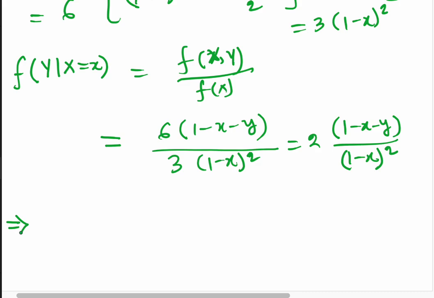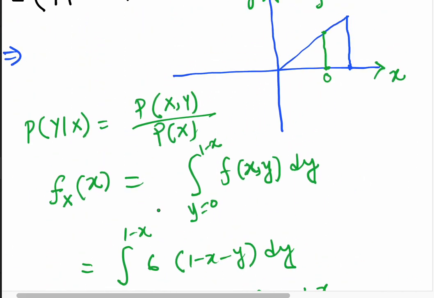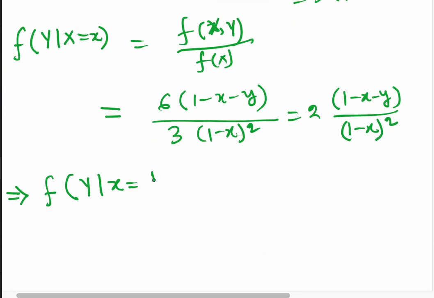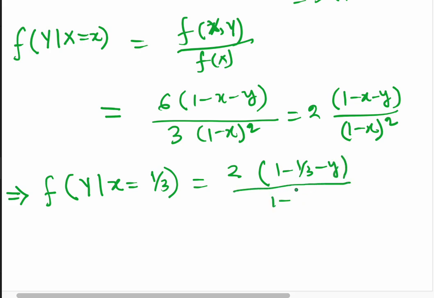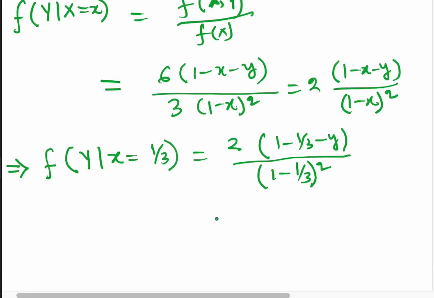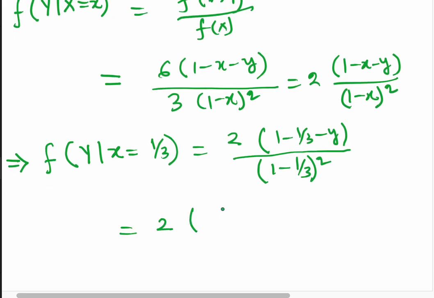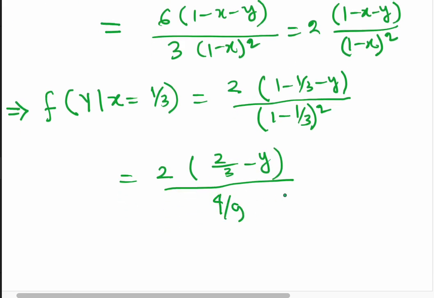Now we have to calculate the probability density function of y given that x equal to 1/3. Now if I put it here, this is (1 minus 1/3 minus y) by (1 minus 1/3) squared. This is 2 into (2/3 minus y) by 4 by 9. So this is 9 by 2 times (2/3 minus y).